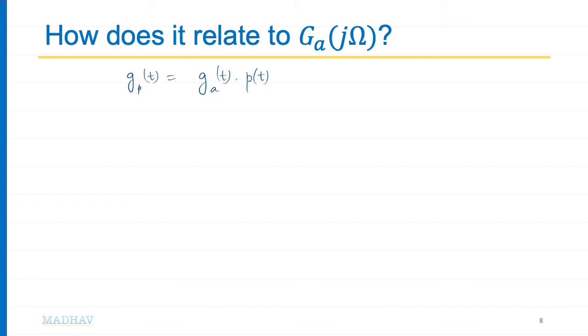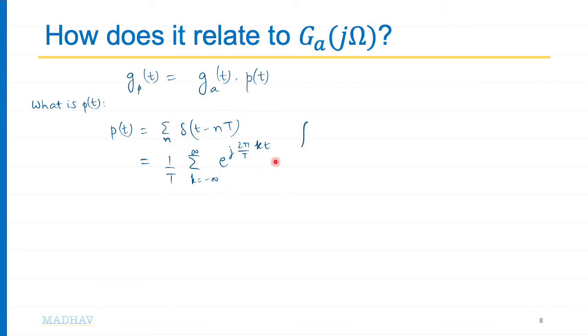Let's start with the basic equation, this is the basic relationship, right? We know the Fourier transform of this, this and this. Now we want to find the relationship. So let's plug in the values. What is p(t)? p(t) is the pulse train, right? And we can write a pulse train in this form. How? By using something called the continuous time Fourier series.